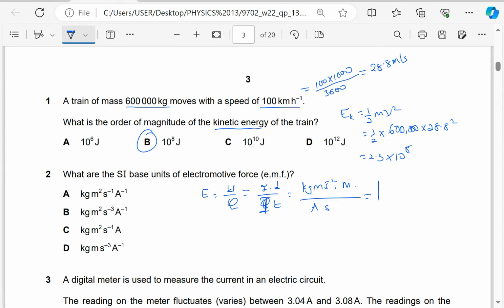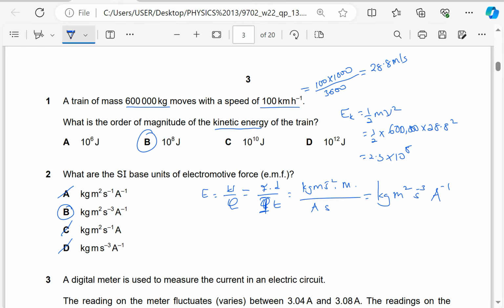So when I simplify this, I have kilogram. The meters should be squared. So I cancel out the seconds. Then the seconds should be to the power minus 3 because the seconds in the denominator go up, so it's power minus 3. So I cancel out the coulombs and amperes. Of course, it leaves the answer to be B, so it is kilogram meter squared second to the power minus 3 ampere to the power minus 1.